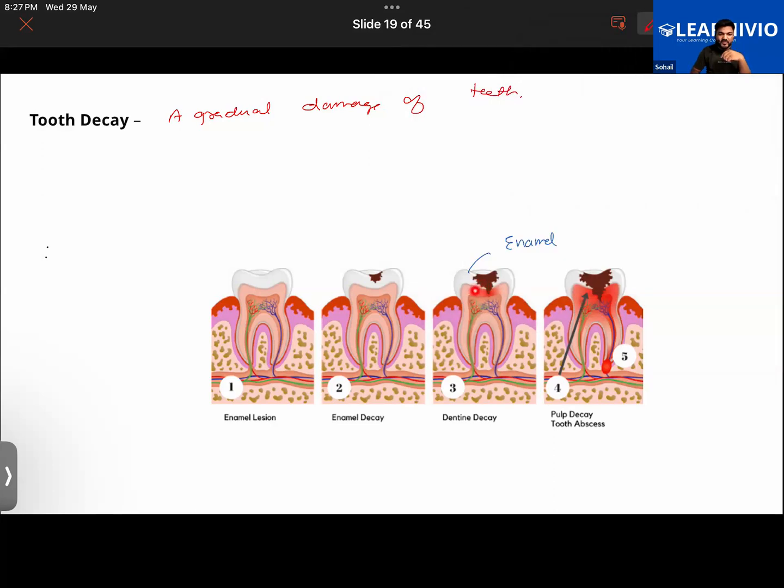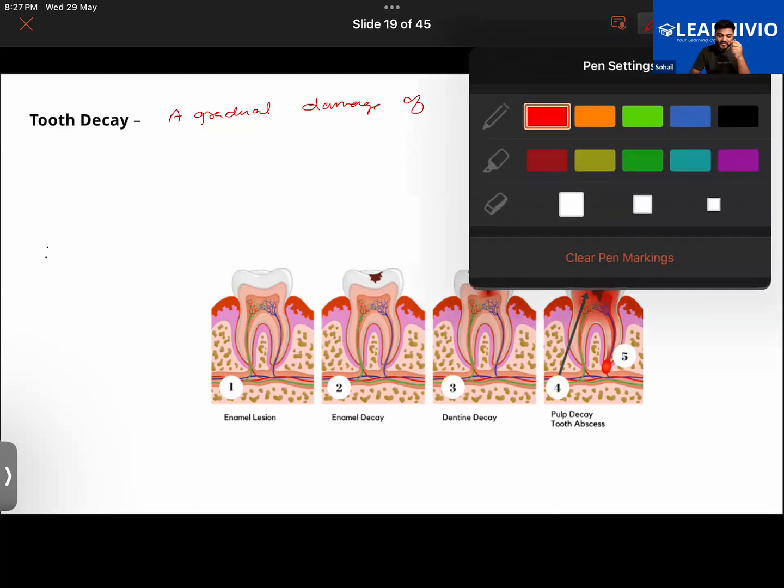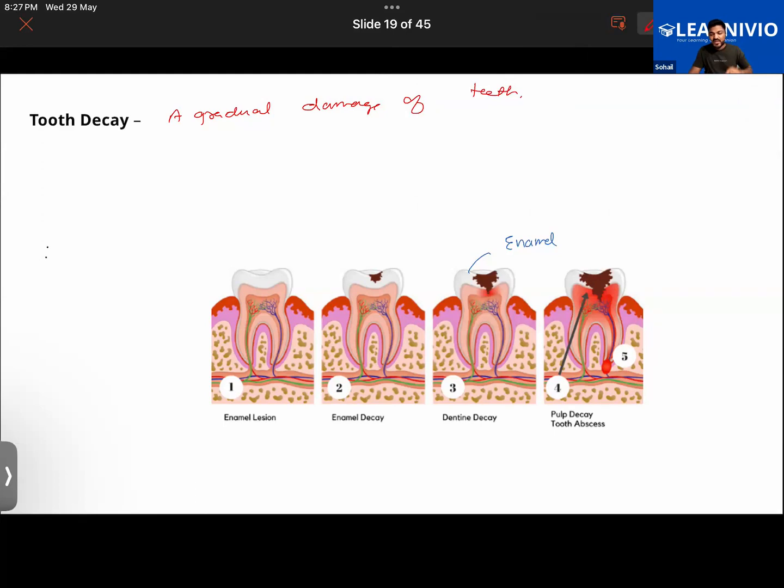Pulp is, by the way, the soft tissue found inside the teeth. So if the damage reaches the pulp and the nerve, then it will be very painful. You won't be able to eat anything. You won't even be able to talk properly or open your jaw properly. That's why one should keep their mouth and teeth clean and avoid eating lots of sugary substances. So hope you guys have understood this.